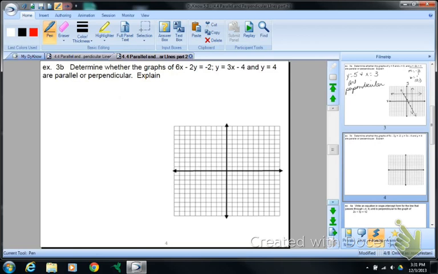Okay, example 3b. Just copy down these three equations. Determine whether the graphs of 6x minus 2y equals negative 2, y equals 3x minus 4, and y equals 4 are parallel and perpendicular. The very first equation, 6x minus 2y is equal to negative 2. What do we have to do here? Get it in slope-intercept form. So that's the first thing we have to do. So let's do that.